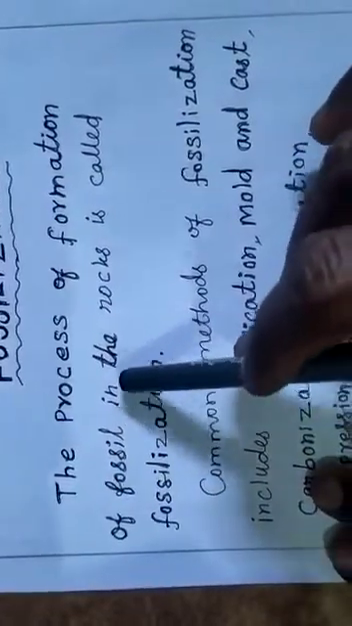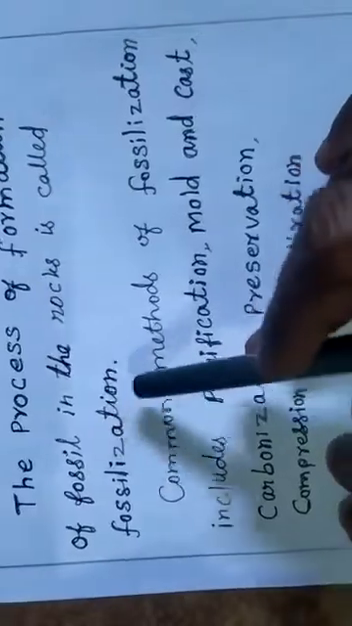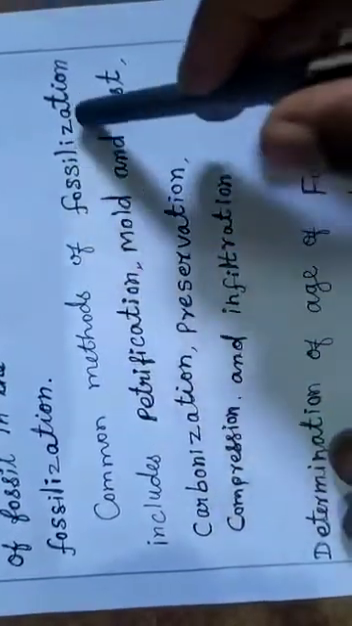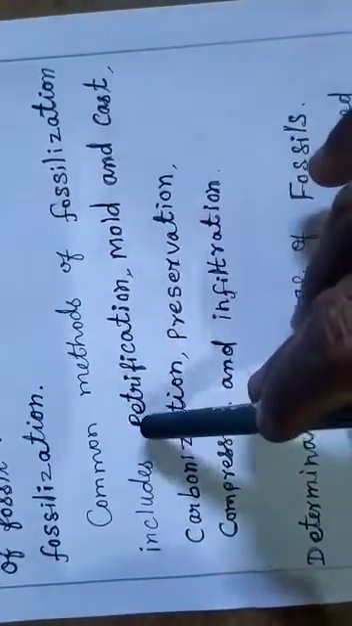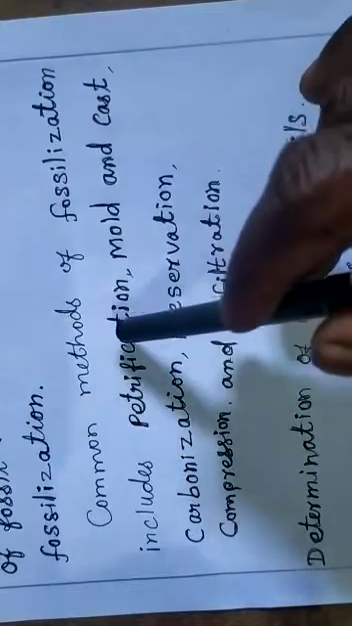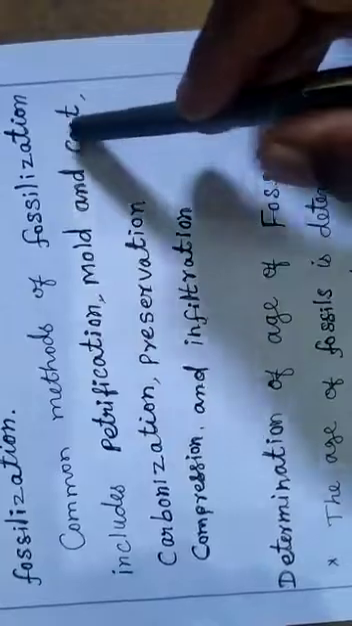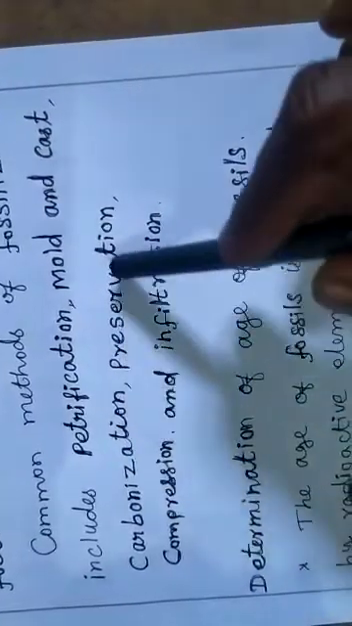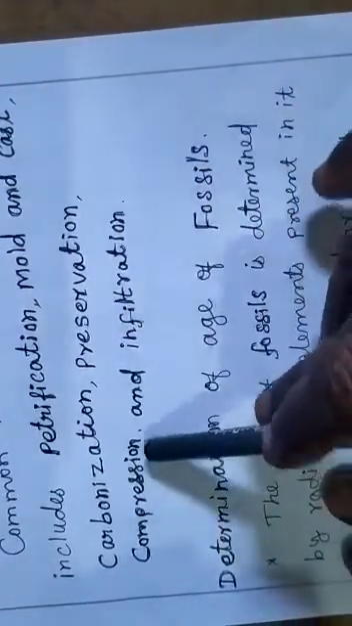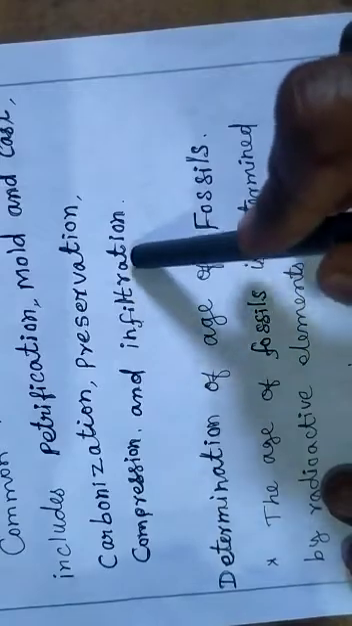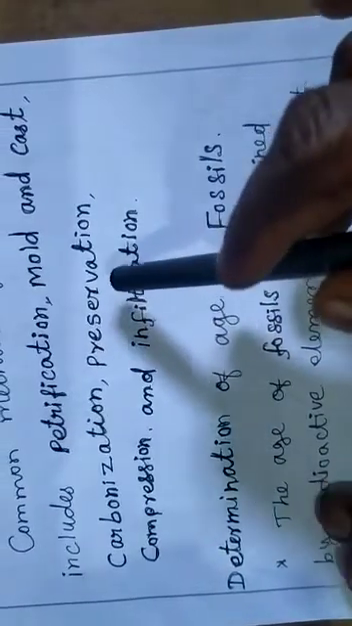The process of formation of fossil in the rocks is called fossilization. Then, what are the common methods of fossilization, how is it formed? That is petrification, mold and cast, carbonization, preservation, compression and infiltration. These methods are used to develop the fossil.